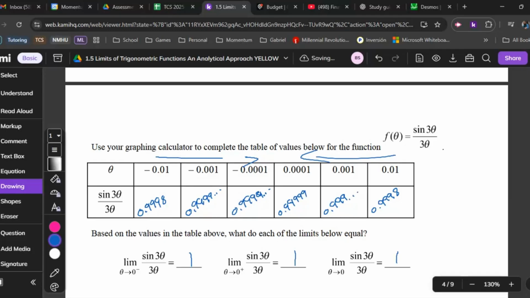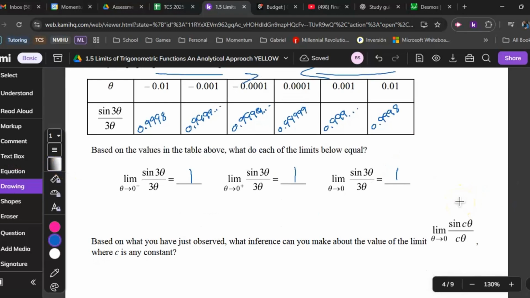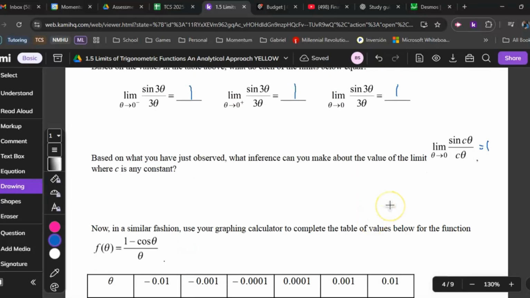Okay. So in other words, what we know is that if we don't quite have this, we can manipulate it to get the same value in front of theta, and that's what's going to help us. That's all we're really learning here, is that we can manipulate it to make it work. As long as we have sine of c theta over c theta, and that c is the same number on top and bottom, this thing just equals 1. So if we wanted to answer it here, it approaches 1. That's what it means.